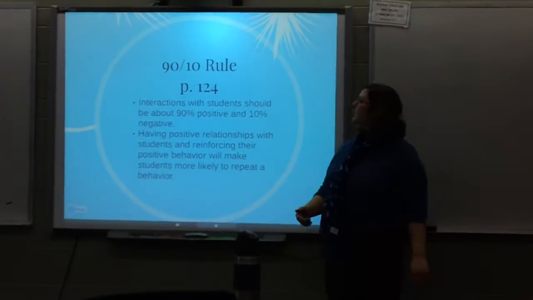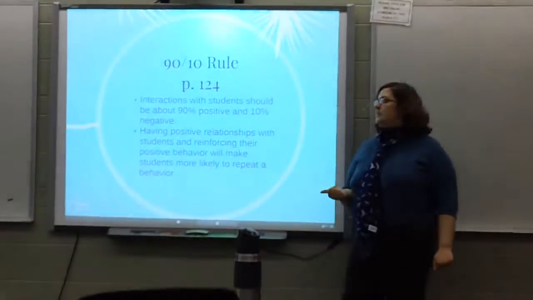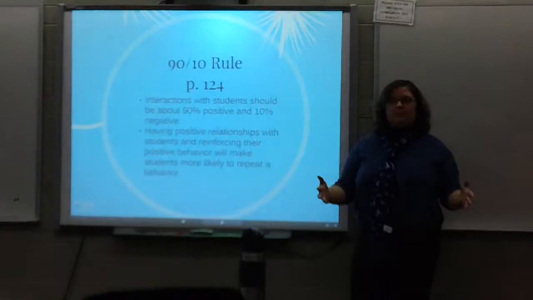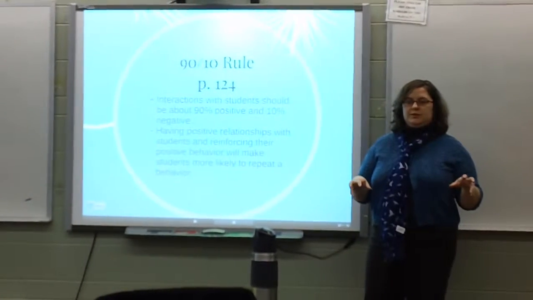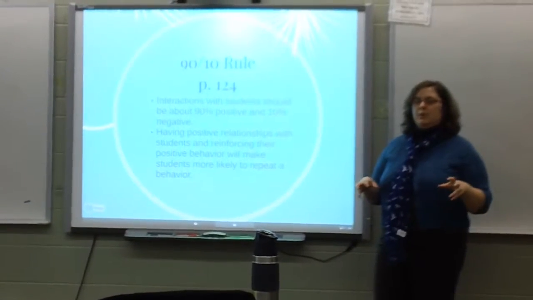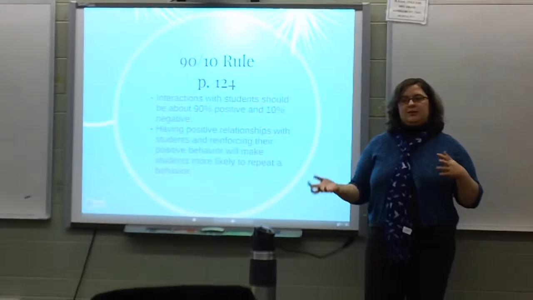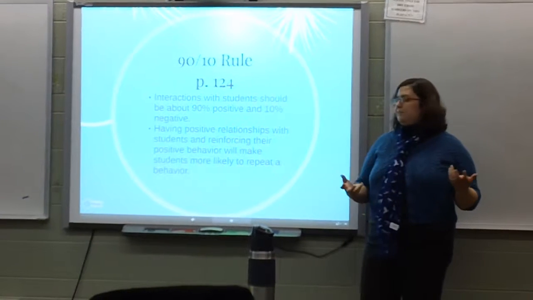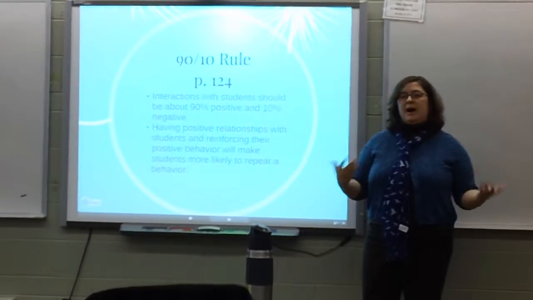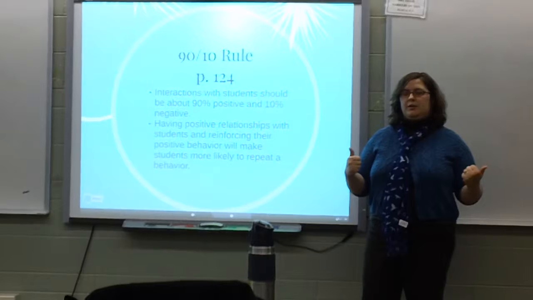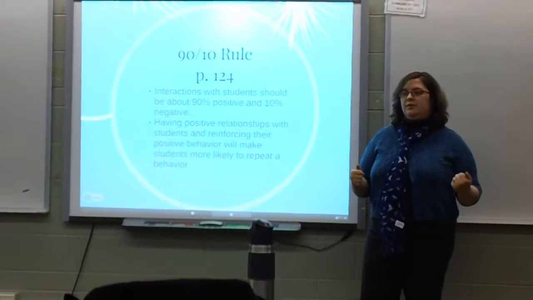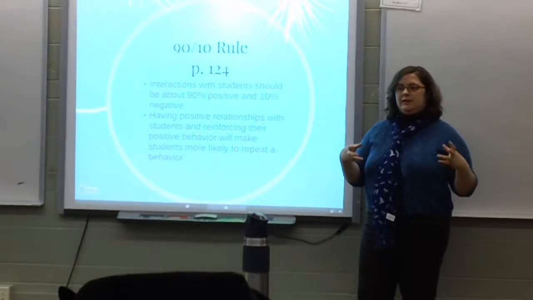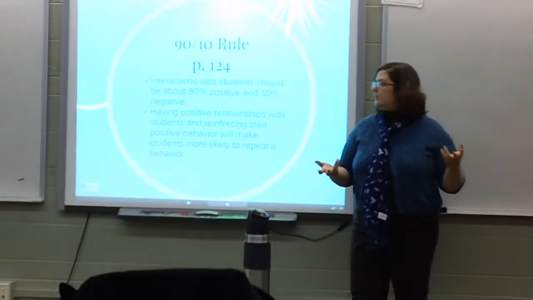So the first method that I chose was the 90-10 rule. And this is just saying that 90% of your interactions with your students you want to make positive, whereas you want to make sure that there's 10% or less of negative interactions, because students respond better to positive reinforcement. They're not going to necessarily want to do what behavior you want them to do if you're constantly being negative towards them.